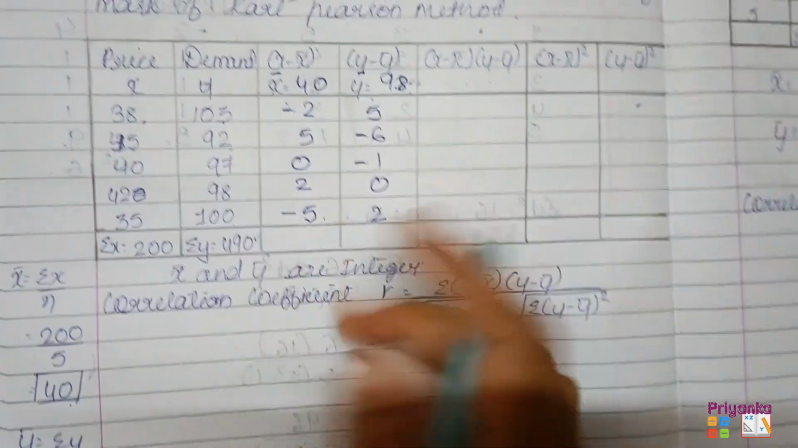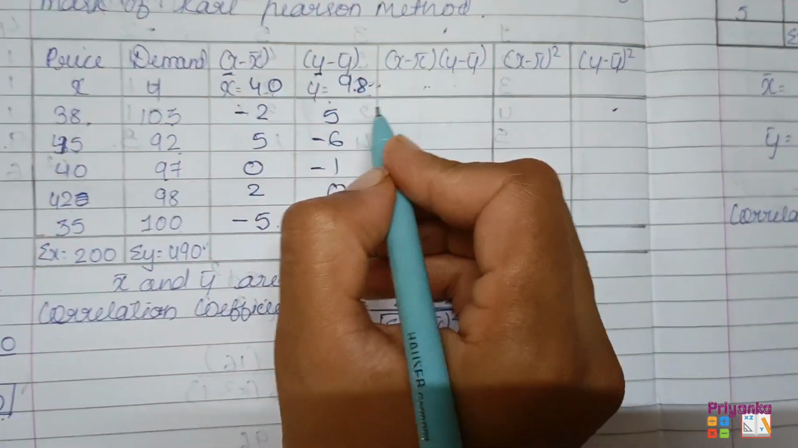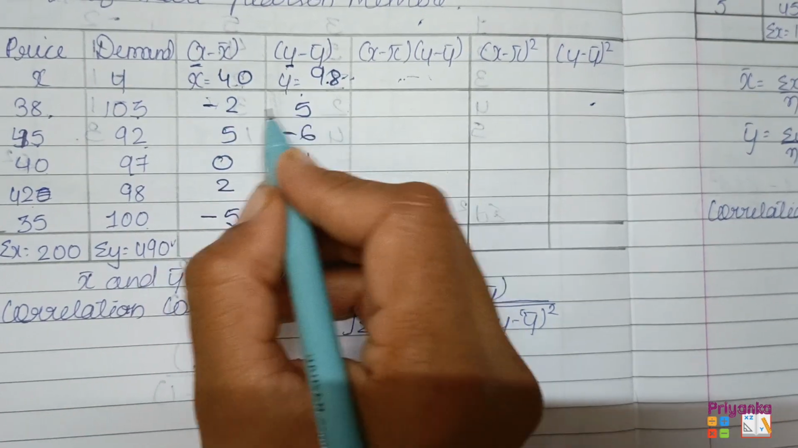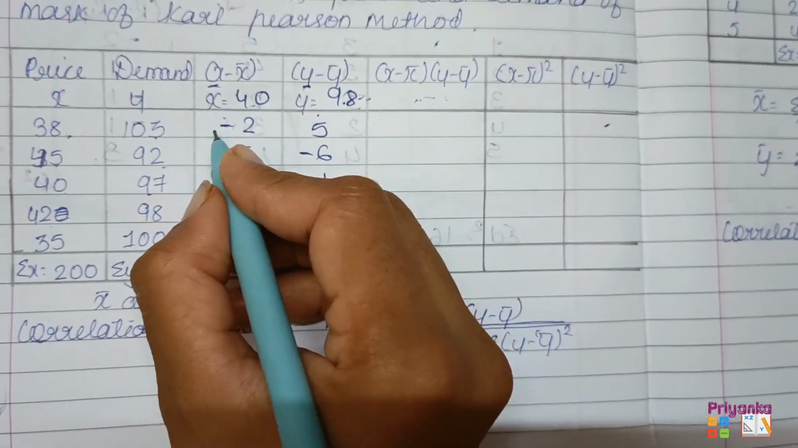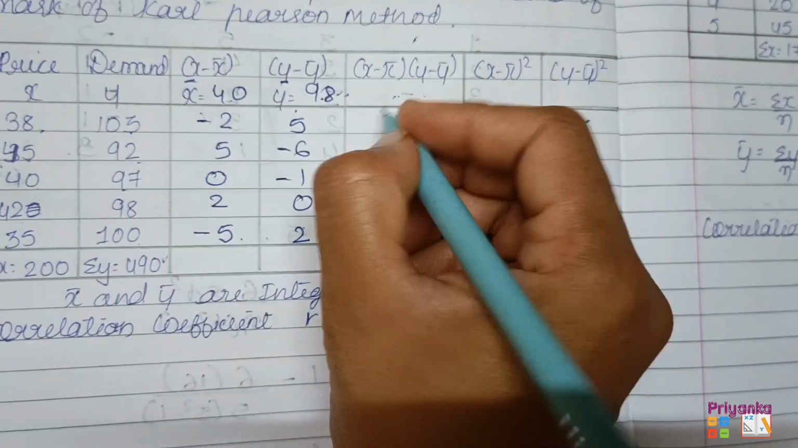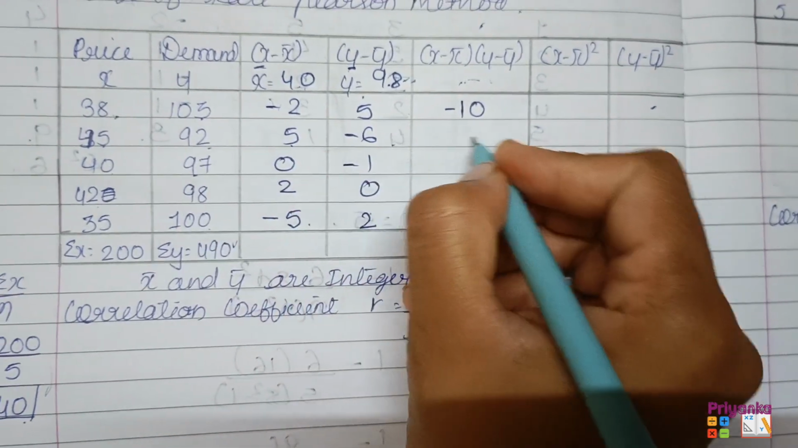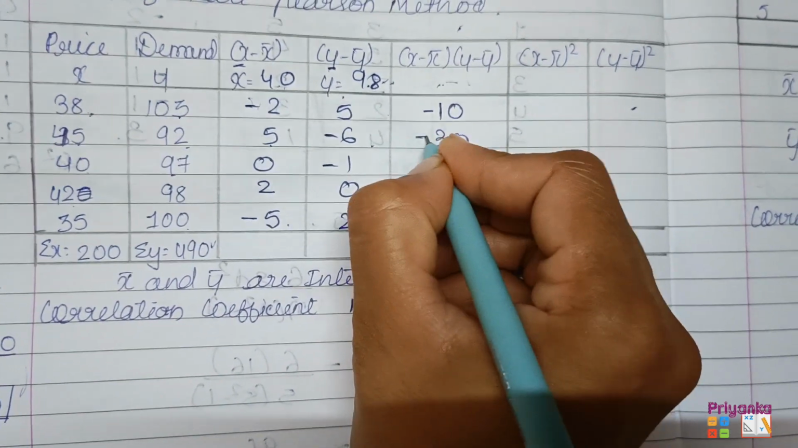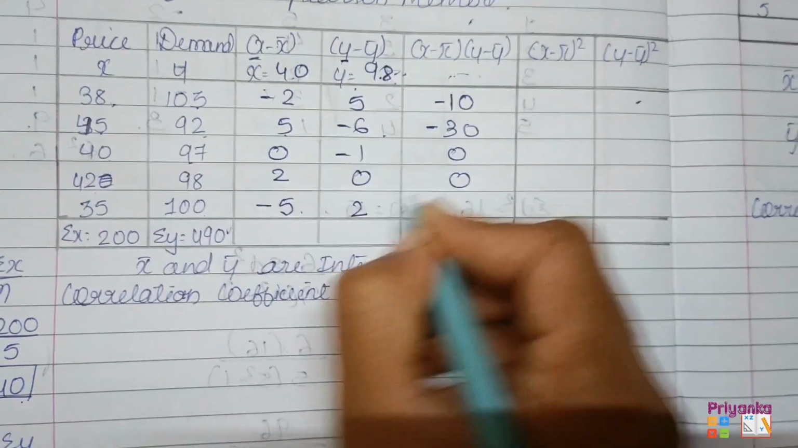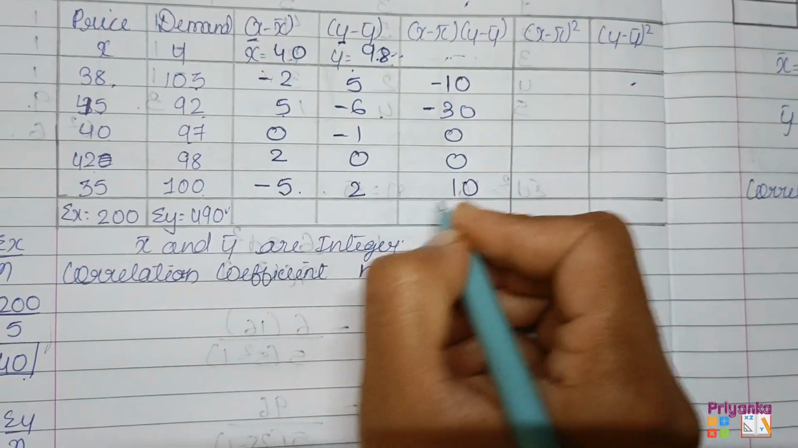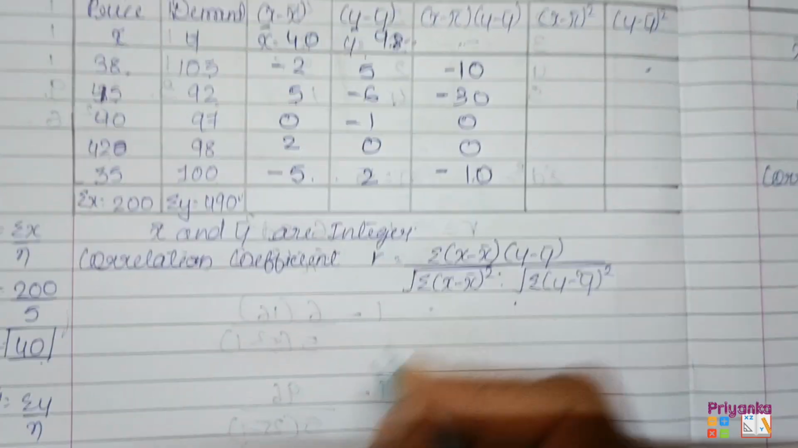So after getting this information, the thing which we need in the formula is x minus x bar, y minus y bar, means the multiplication of these two columns. 2 5s are, but the 2 is carrying a minus, so we'll get the answer in minus. 5 6s are 30, but there is a minus times minus, so plus. 0 1s are 0, 2 zeros are 0, 5 2s are 10, but again we'll get the answer in minus.